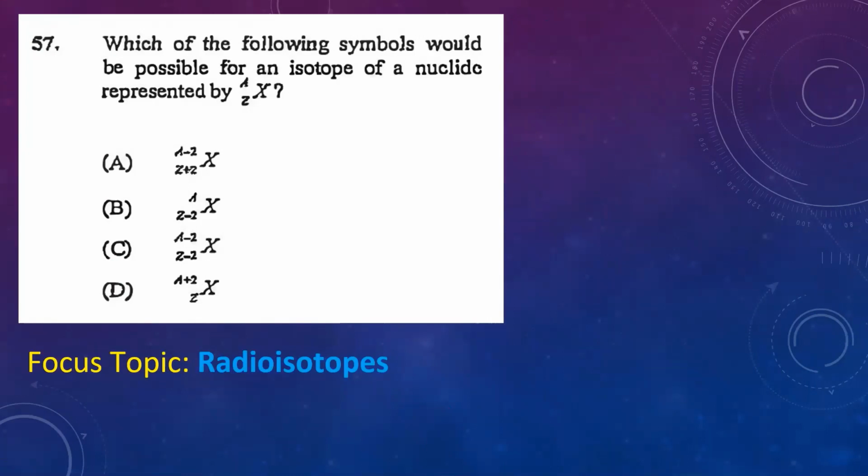Number 57, which of the symbols would be possible for an isotope of a nuclide that has X and the mass number is A, the atomic number is Z. Now, the atomic number is going to be the same for an isotope, so we look for the option that has Z for the atomic number, which is D.